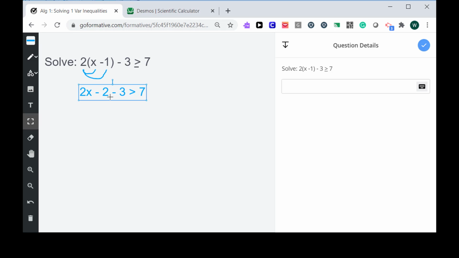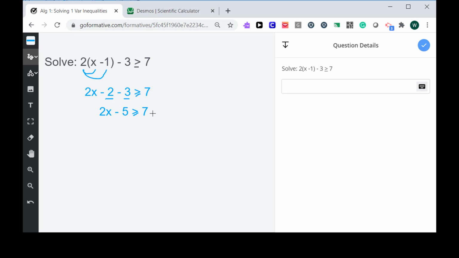So let me go ahead and line up the inequality sign. And also, let's write the dash under the inequality sign. Now that I finished my first step, now I'm going to do my second step, which is combine like terms. And I see that on this side, I can combine negative 2 with negative 3. So when I do that, this would be 2x. Negative 2 minus 3 is negative 5. And then greater than 7. And please don't forget that little dash underneath the inequality sign.